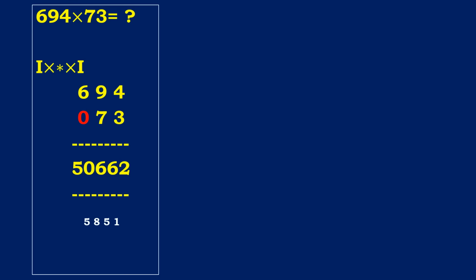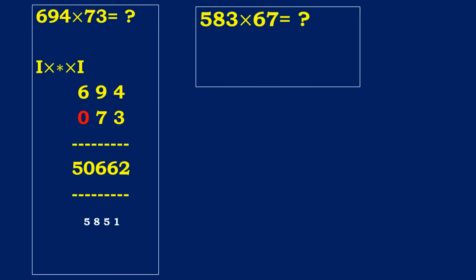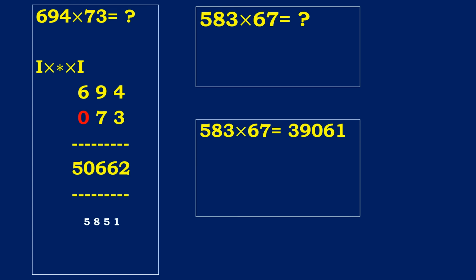Let's say we have to multiply the numbers 6, 9, 4 and 0, 7, 3. With the help of the 5-step procedure, we can directly write down the answer. 694 into 073 is 50,662. Let's see how many of you can solve the question. Answers to the given question. Next, we move on to learn division tricks.